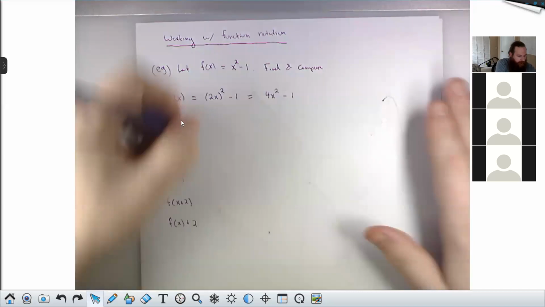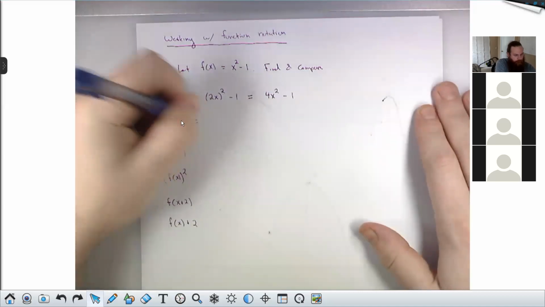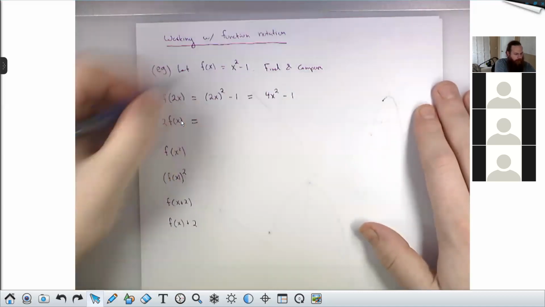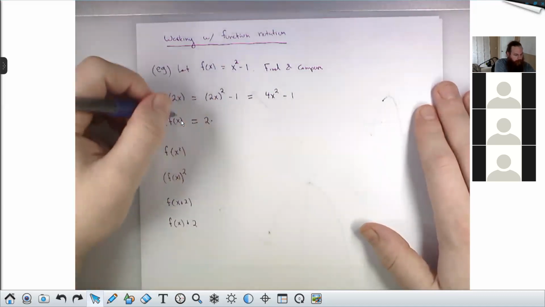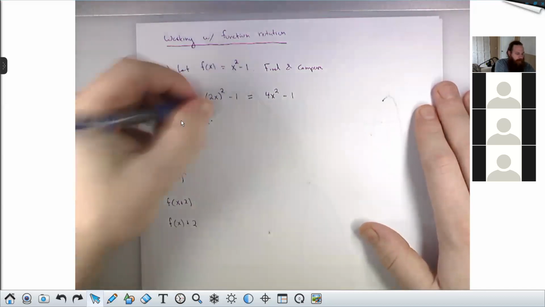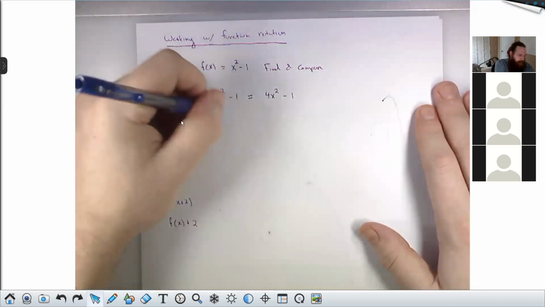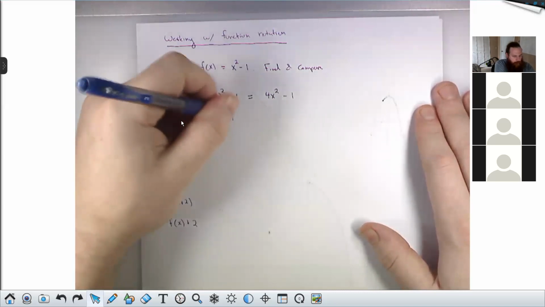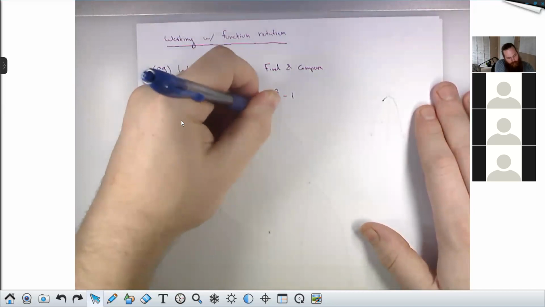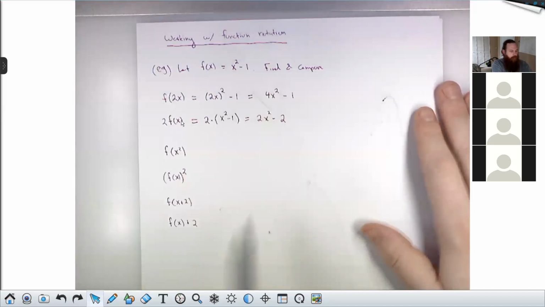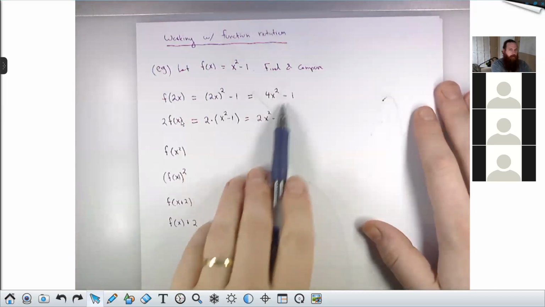So let's see what we would get here. F of x, oh, well, I know what that is. So 2 times that should be 2 times, and what is f of x? Well, here this is a single thing. This thing is x squared minus 1. So that's 2 times parentheses x squared minus 1, which is 2x squared minus 2. So you see, these are not the same, right? They're quite different.